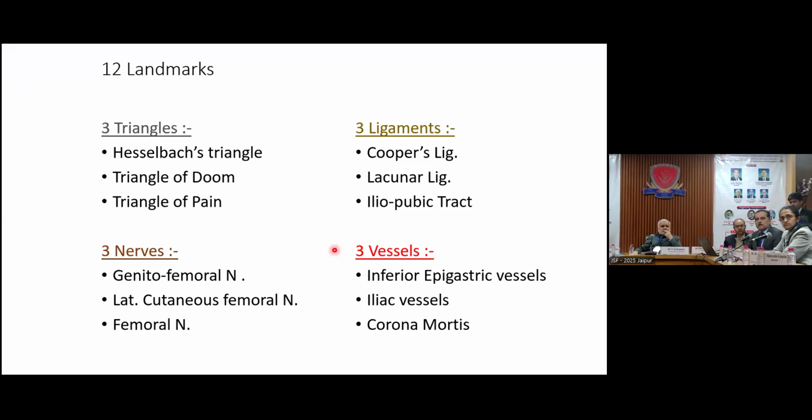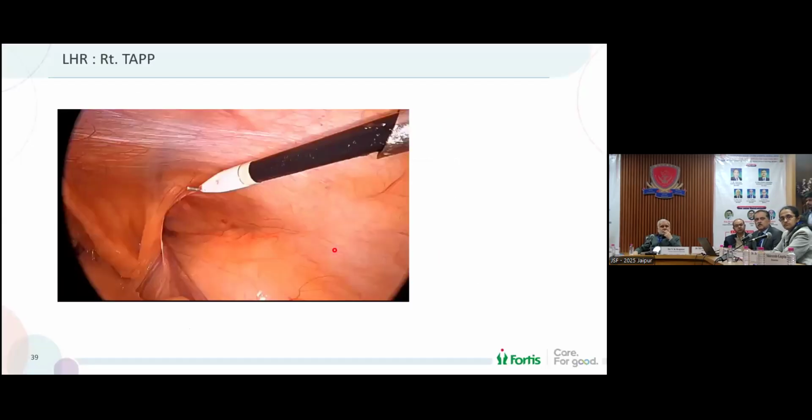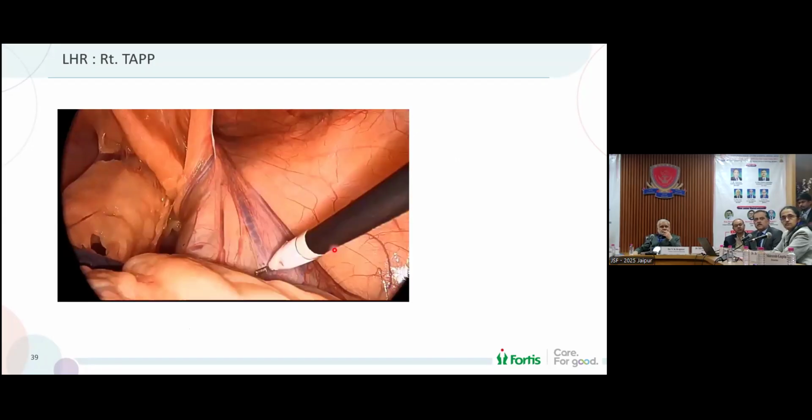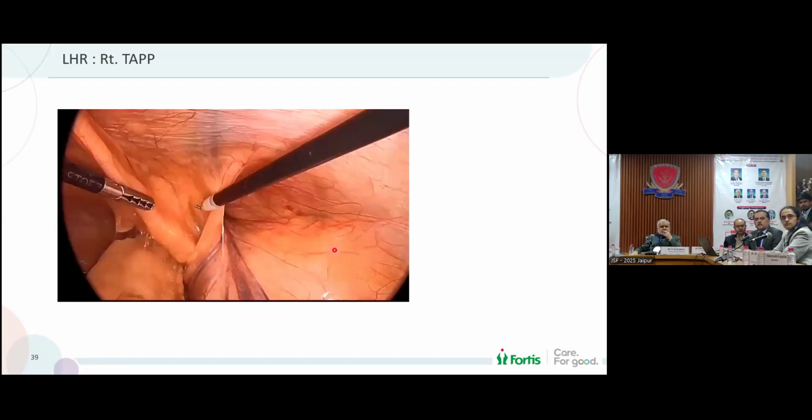And these are the 12 landmarks we have already discussed. And this is a video short clip of laparoscopic hernia repair on the right side. That is a TAPP.